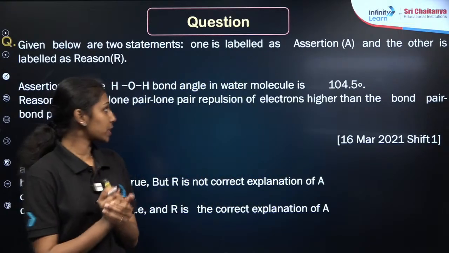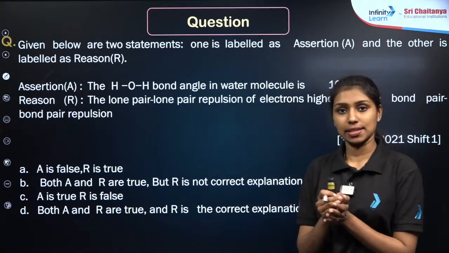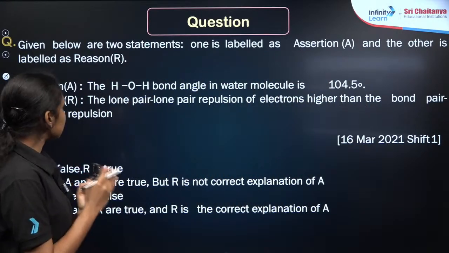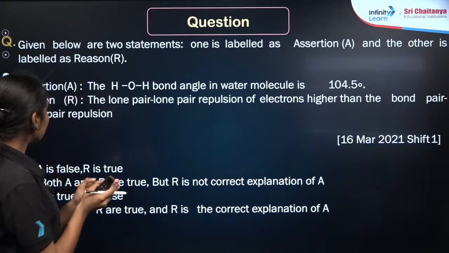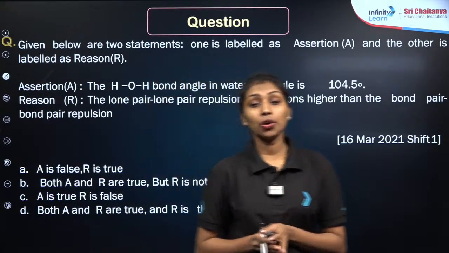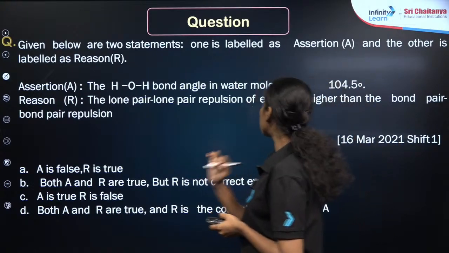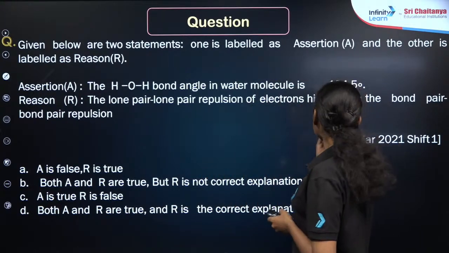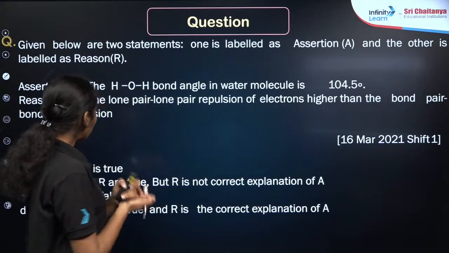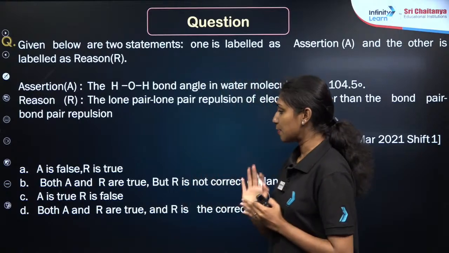Okay, here is the next question, which is based on the VSEPR theory. We have already discussed VSEPR theory, right? This is an assertion reason type question. The assertion is given as: the HOH bond angle in water molecule is 104.5 degree, and the reason is given that the lone pair repulsion of electrons is higher than the bond pair repulsion. You just have to identify whether these assertion and reason are correct or whether it is the correct explanation or not.